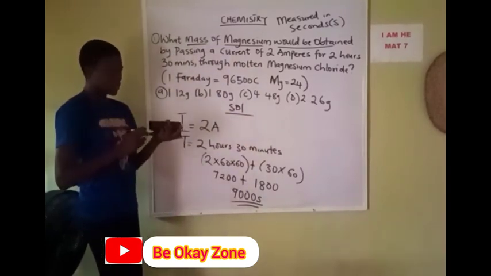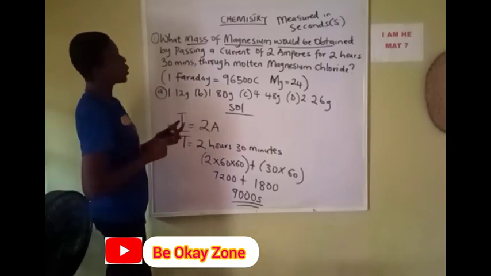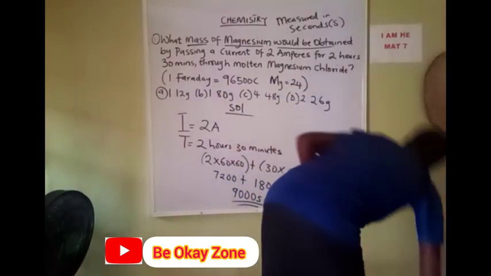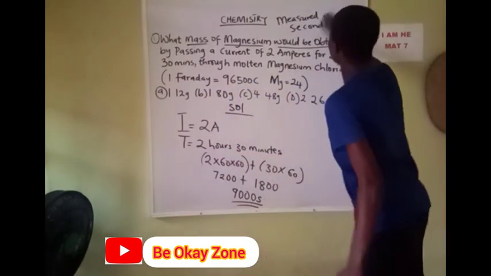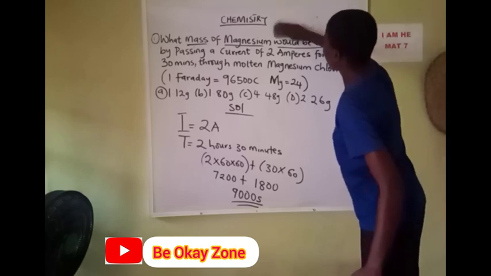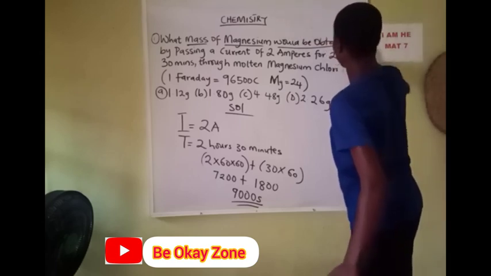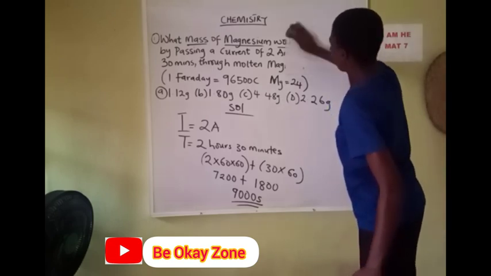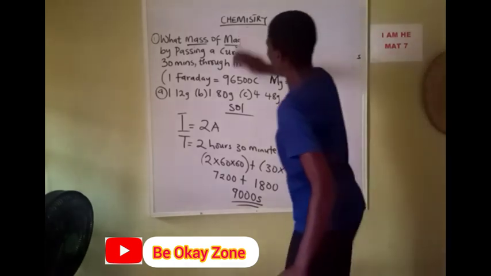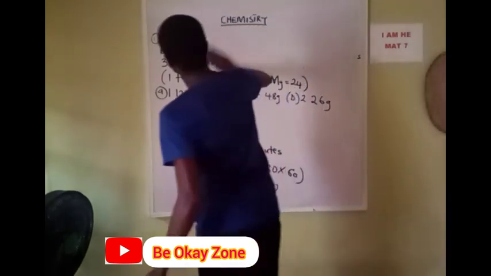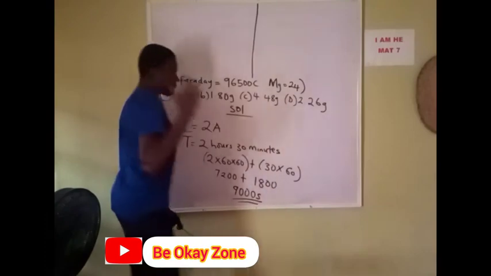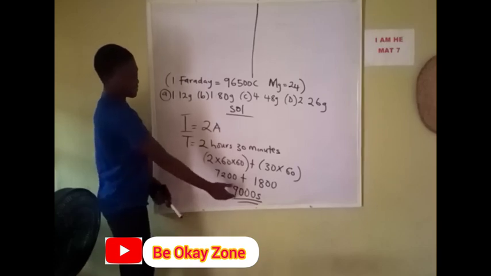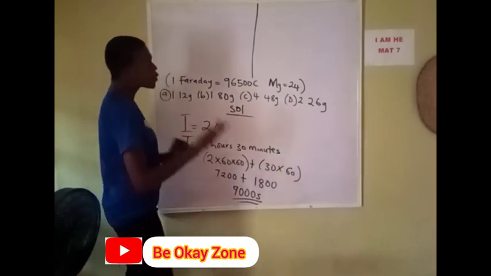Do you understand? So I think I have to divide the board. I have to divide the board now, okay? We converted these 2 hours 30 minutes to seconds. So we got 9000 seconds. So what do we do then?